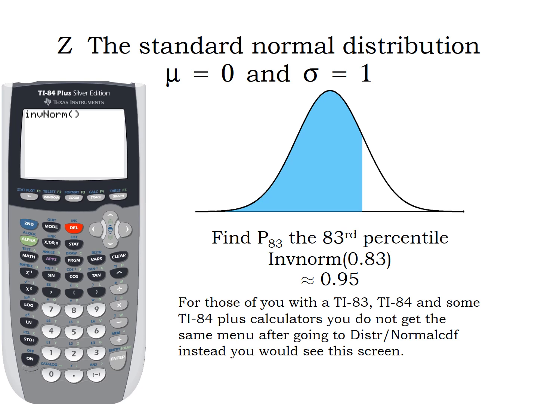So for those of you with the older model, when you hit second function distribution, it would have come up with this inverse norm and an open parentheses. And then you're going to type in just the area to the left. So instead of getting the menu that asks you for the area, you have to remember to tell it the area. Now your calculator will assume the mean is 0 and the standard deviation is 1. So you just have to do inverse norm of 0.83.